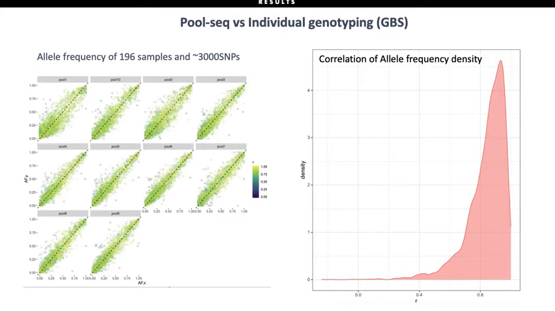To evaluate the accuracy of allele frequencies obtained from the Pool-seq data, we looked back into the individual genotype GBS data that we used in the population structure analysis. On the left figure, it shows the correlation of allele frequencies from Pool-seq and GBS. On the right figure, it shows the allele frequency correlation distribution between GBS and Pool-seq. Basically, the allele frequencies obtained from the two approaches are quite similar.